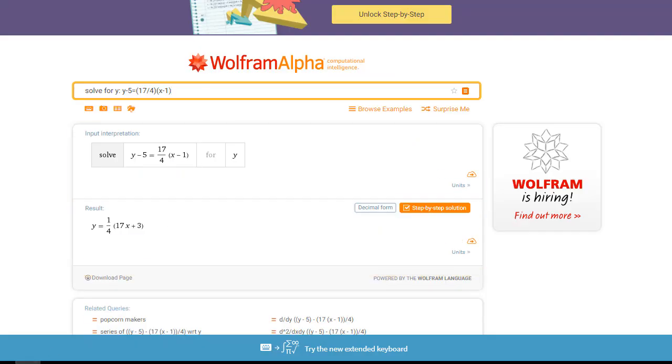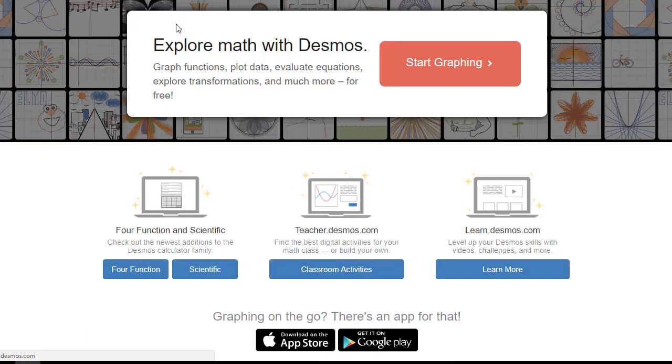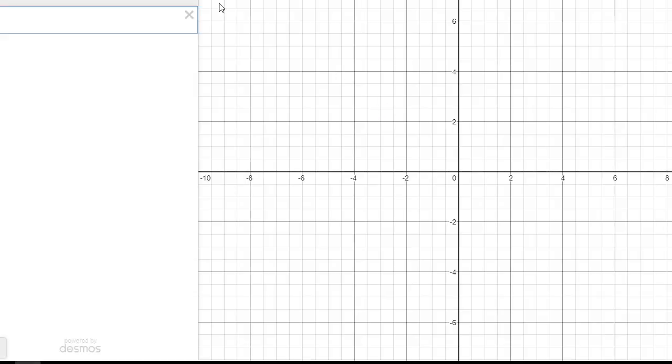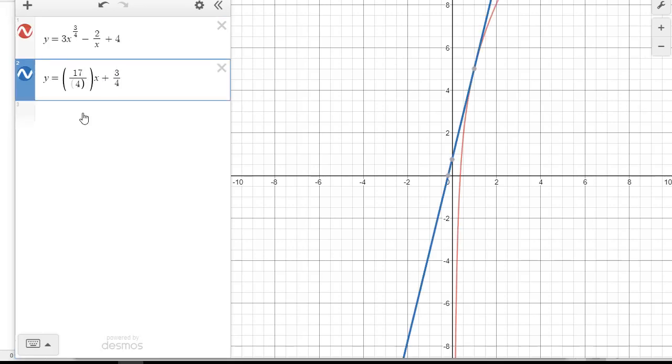Now keep in mind, I could also use a website like Desmos.com. So if I go to Desmos.com and I graph, what I want to do is type in each of those equations. So let me pause and type those in. All right, so I have typed those in.